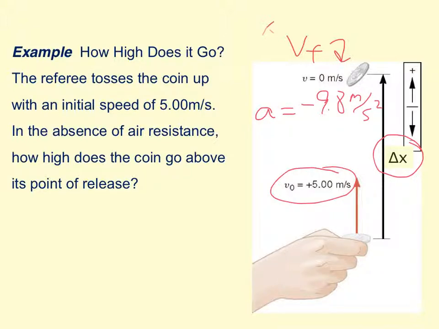So you have 1, 2, 3 given variables, 1 that we assumed but still given, and 1 unknown that we're looking for. Now we don't have anything to do with time. So time is that thing that we will avoid in our Fab 5 equations. Let's look at the next slide to see how we plug that all in.